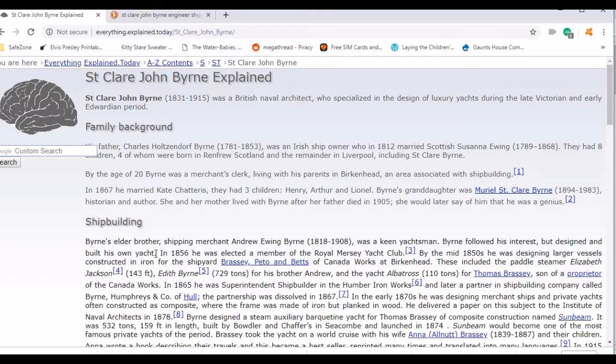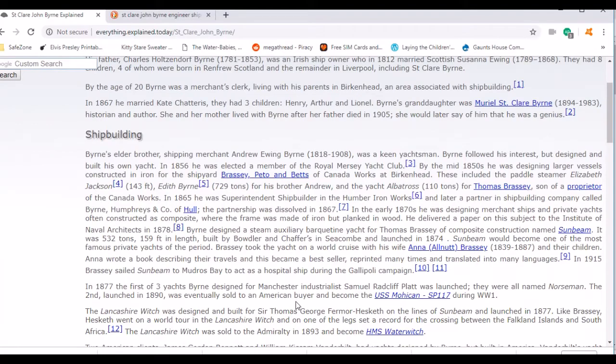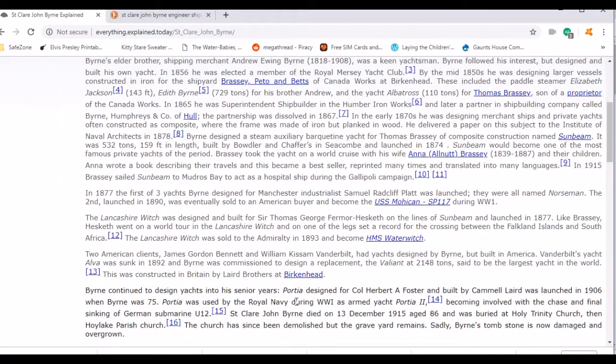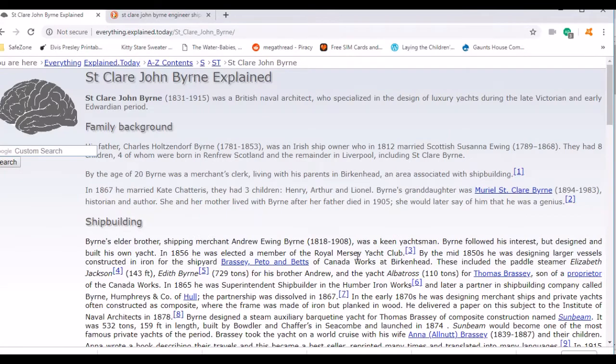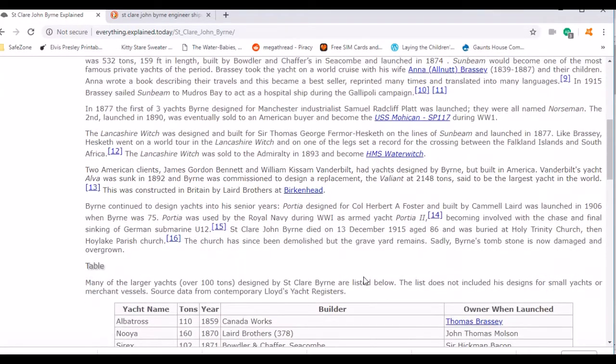He was designing iron yachts, merchant ships in the 1870s, and he designed a steam auxiliary barkentine yacht for Thomas Brassey of a composite construction called Sunbeam. It was 532 tons, 159 foot in length. These were all retrofitted. These were all old stuff, and then they steampunked them up, man. Telling you, they were actually driven by steam as well.